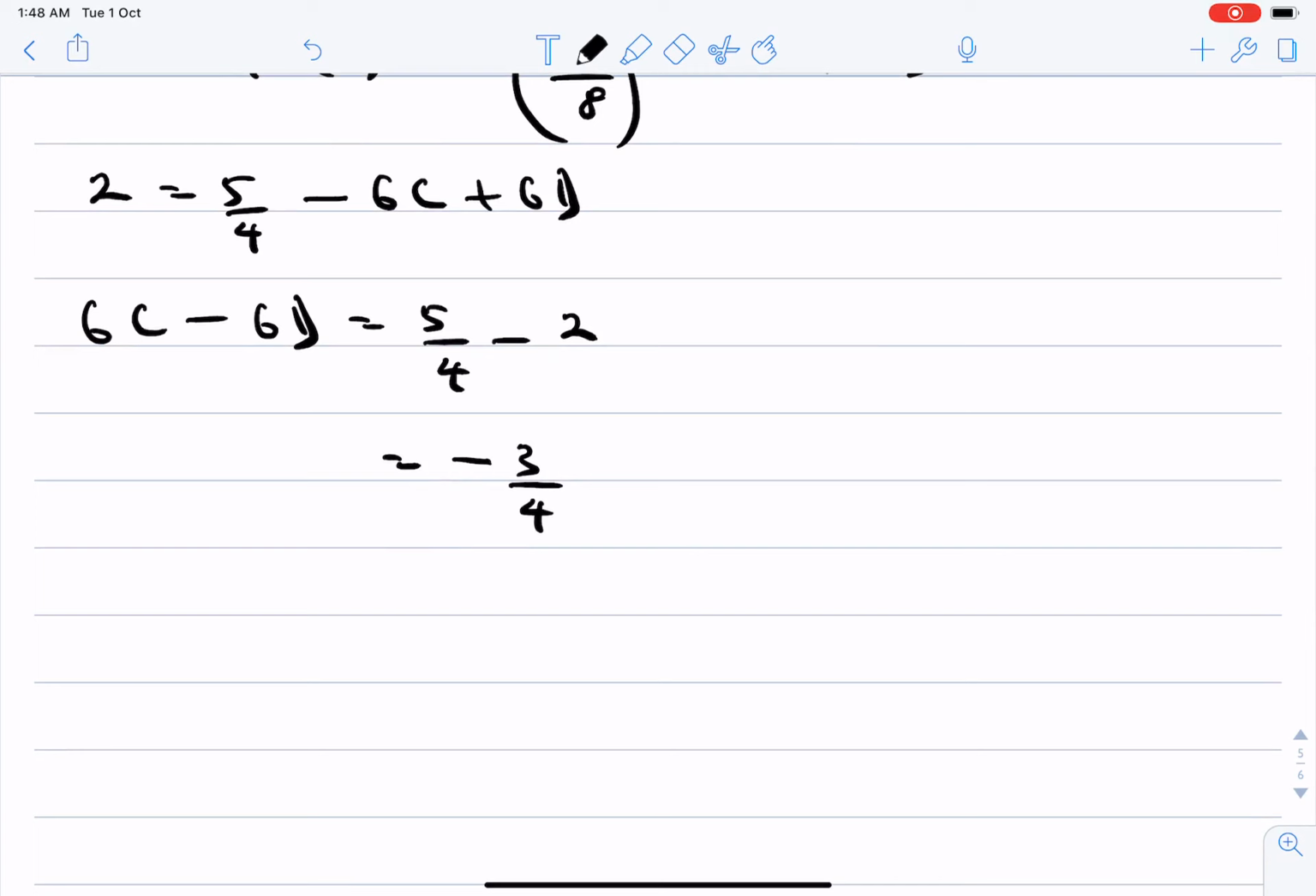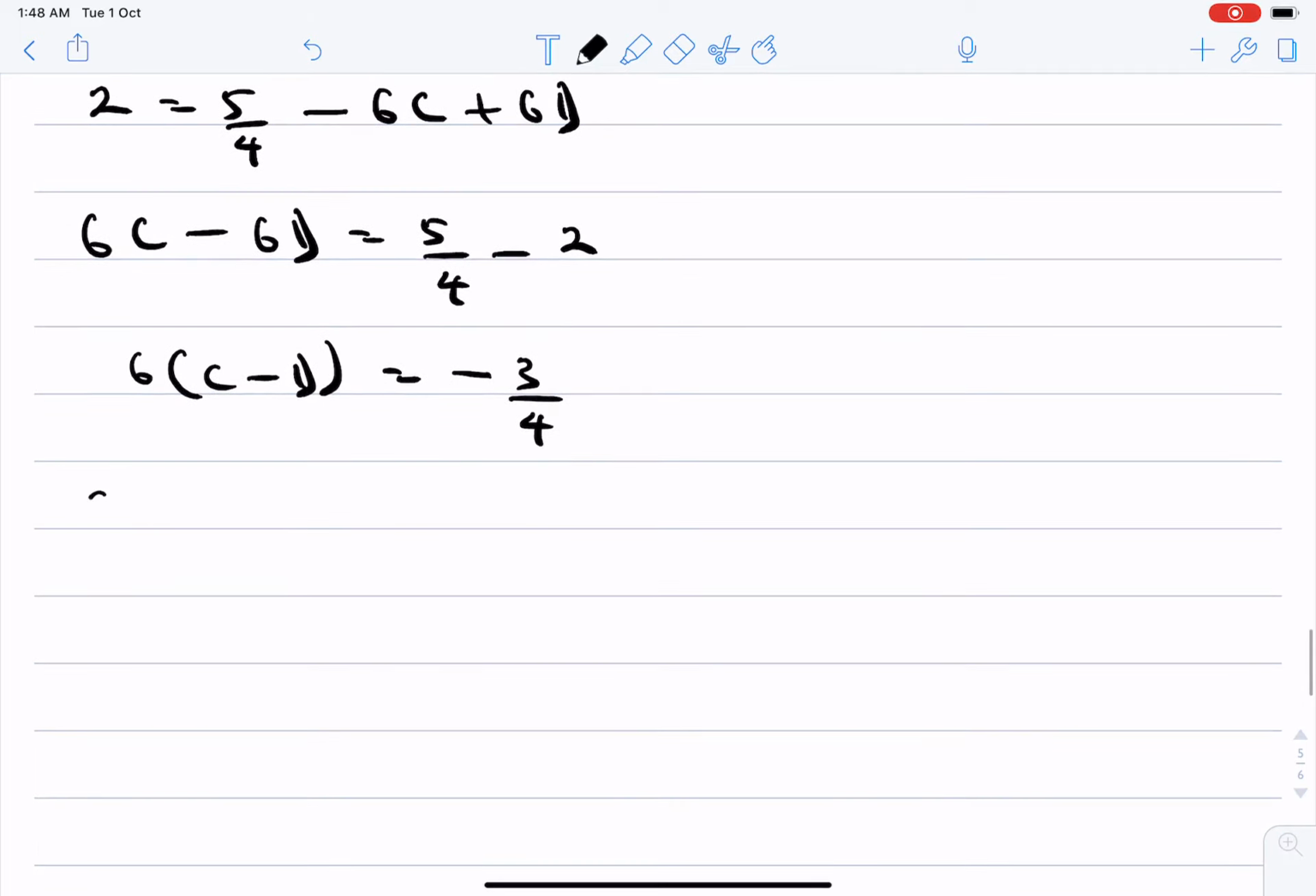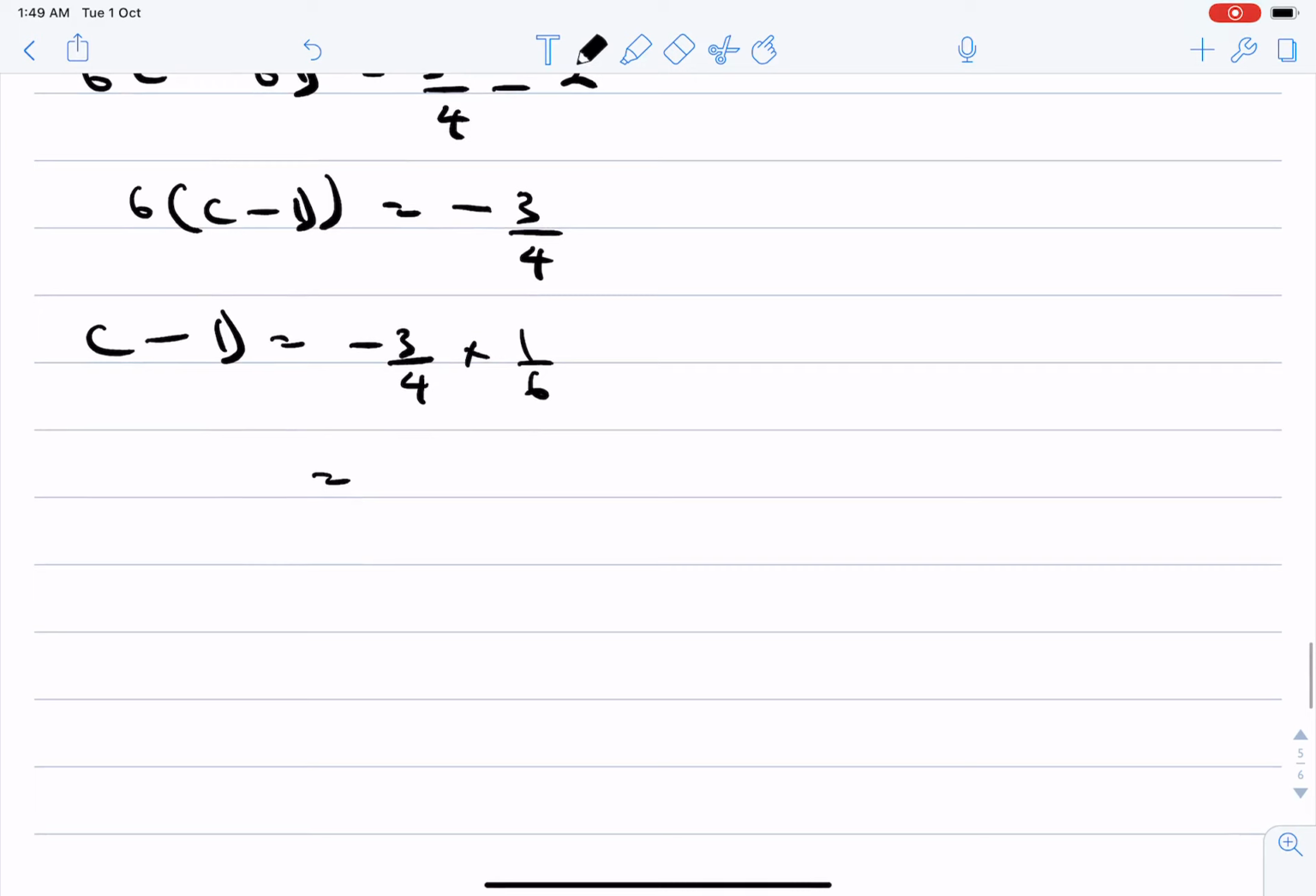So that simply means c minus d. I can write this as 6 into c minus d is minus 3 over 4, which means c minus d is equal to minus 3 over 4 divided by 6, which is times 1 over 6. And that's minus 1 over 8. C minus d equals minus 1 over 8.